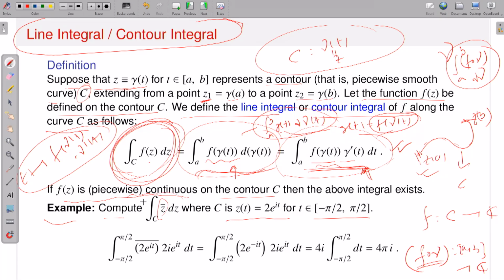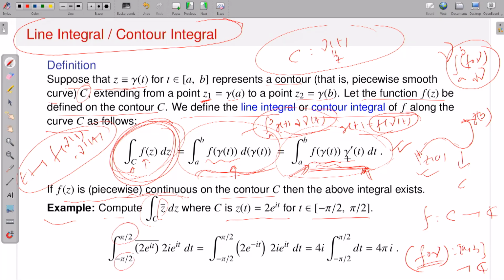By definition, go back and come back here. You know the contour c, you know your function. So this is exactly from a to b. A to b means the parameterization's left hand point a and right hand point b. So what is the parameterization? t runs from minus pi by 2 to pi by 2.